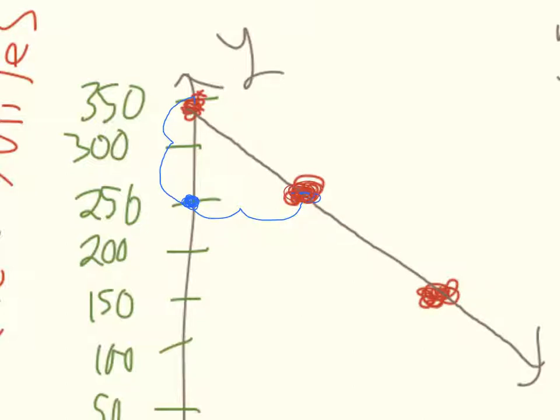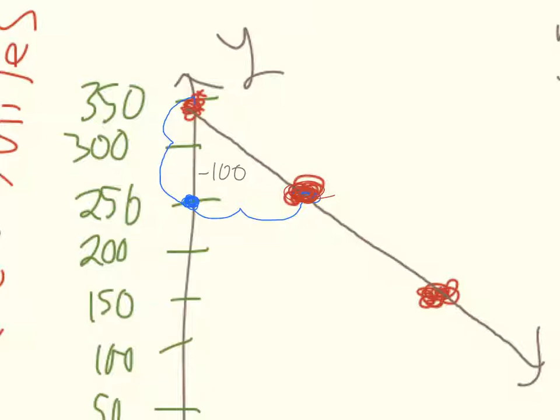So let's check out the change. Let's check out the rate of change. Well, from this point straight down to here, it went down 100, right? 350 minus 250 is 100, so we lost 100 points, if you will.